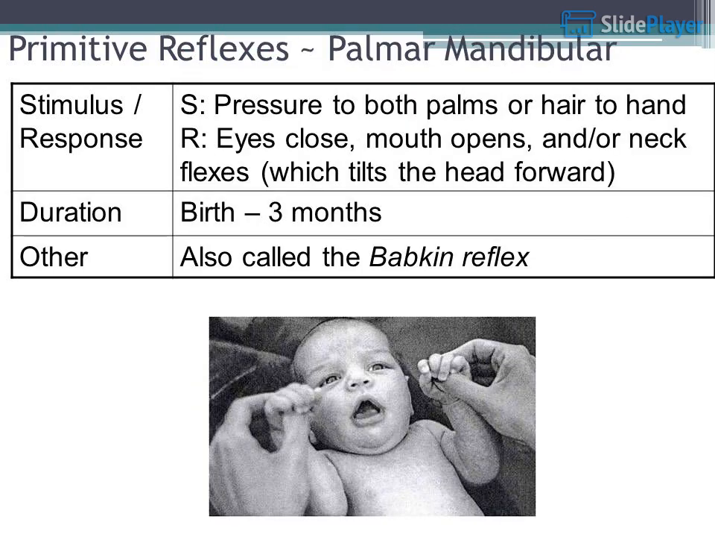Primitive reflexes: palmar mandibular. Stimulus, response. Stimulus: pressure to both palms or hair to hand. Response: eyes close, mouth opens, and/or neck flexes, which tilts the head forward. Duration: birth, 3 months. Other: also called the Babkin reflex.